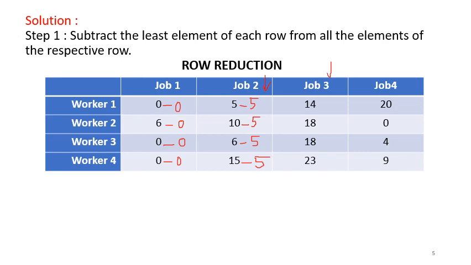Third column, 14 is the minimum. So 14 minus 14, 18 minus 14, 18 minus 14, 23 minus 14.